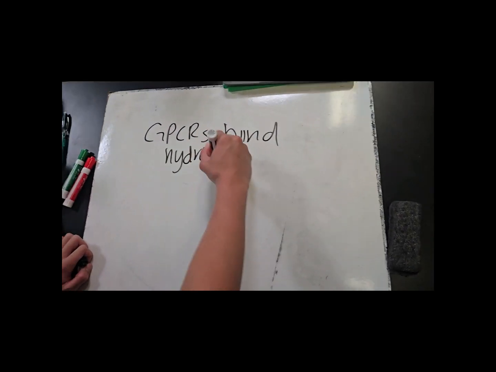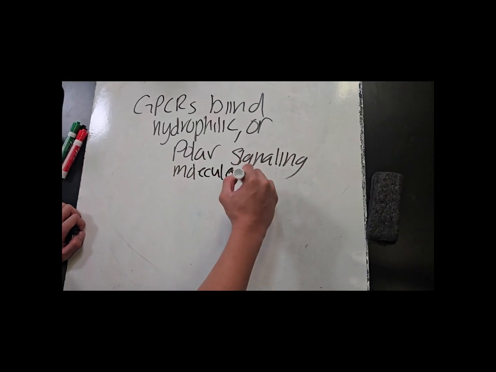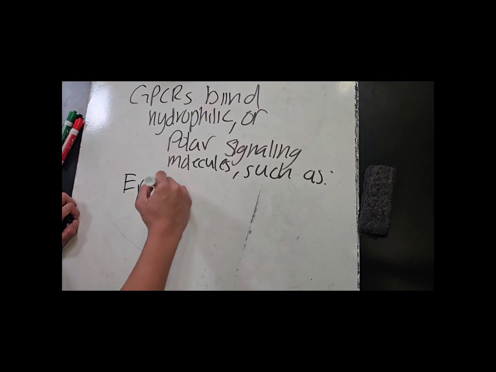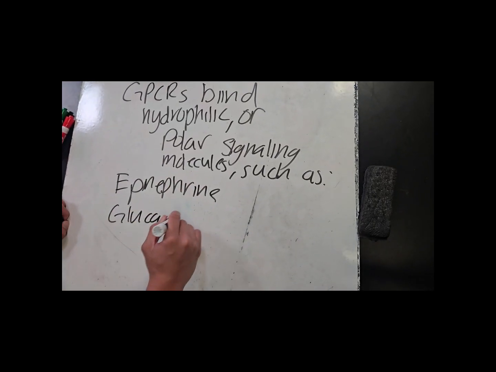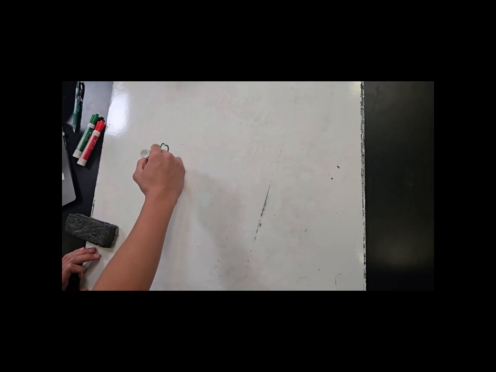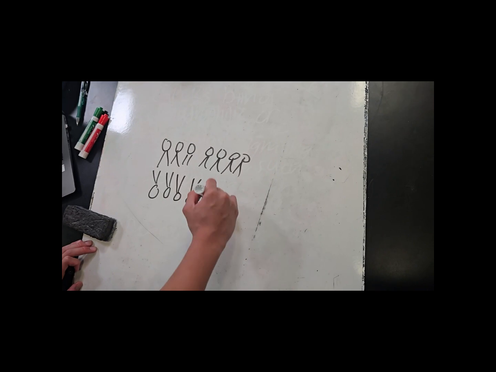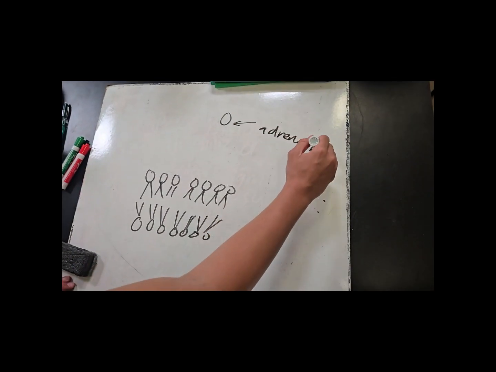Types of signaling molecules. GPCRs bind hydrophilic or polar signaling molecules such as epinephrine, otherwise known as adrenaline, glucagon, dopamine, serotonin, peptide hormones, and many other things. These molecules cannot pass through the lipid bilayer because they are hydrophilic. Therefore, they must bind to receptors on the cell's surface.